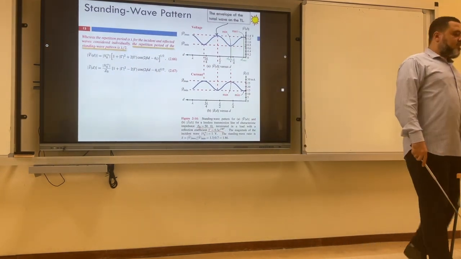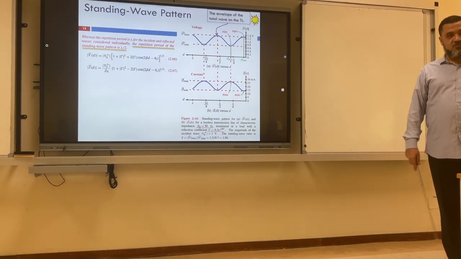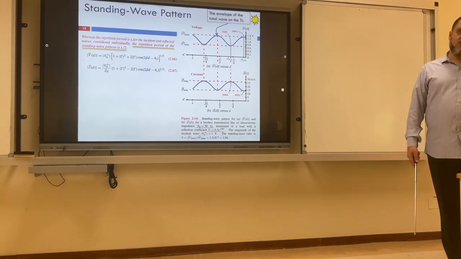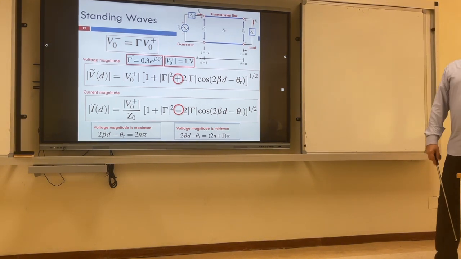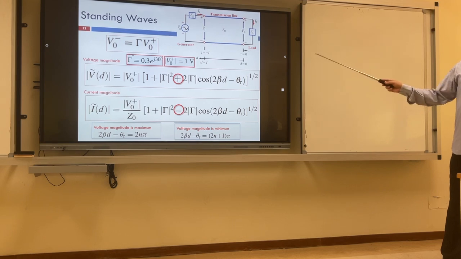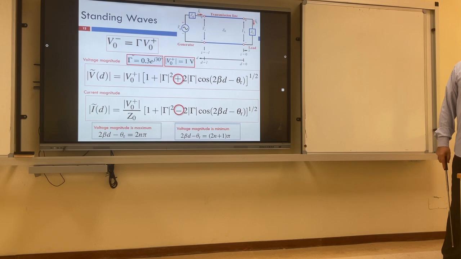There are two reasons: a mathematical reason and an intuitional reason, a logical or physical reason. Look at the equations. Look at these two equations. Is there something in these two equations that indicates that the repetition period will be lambda over 2, not lambda? Yes, the square root. Is it?